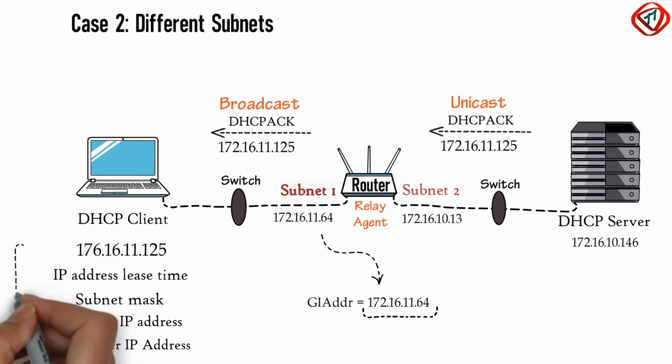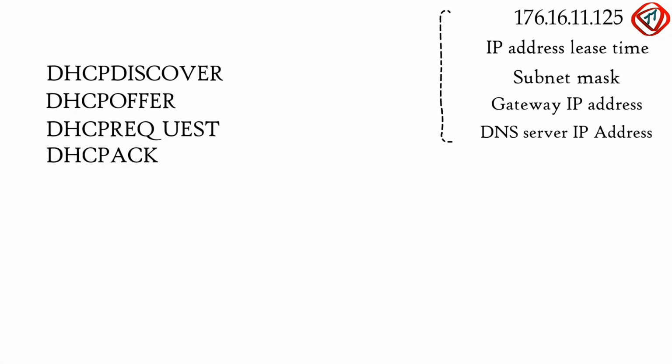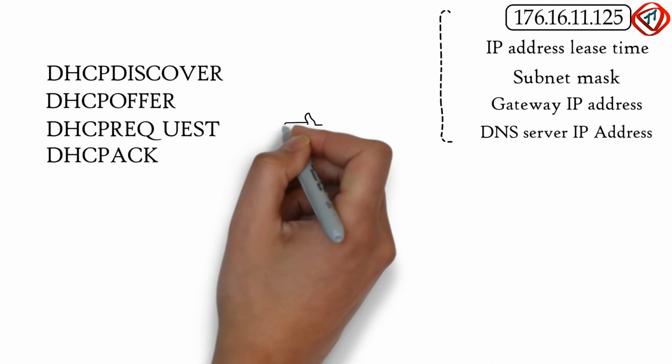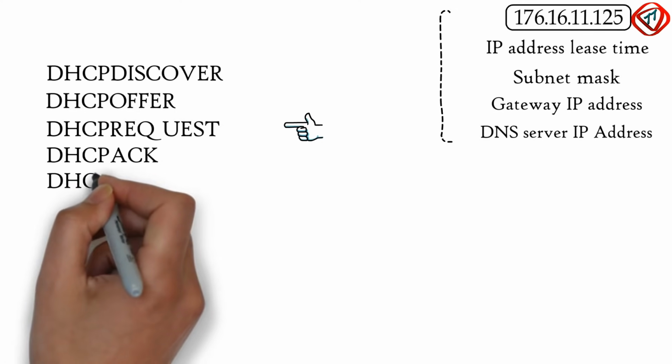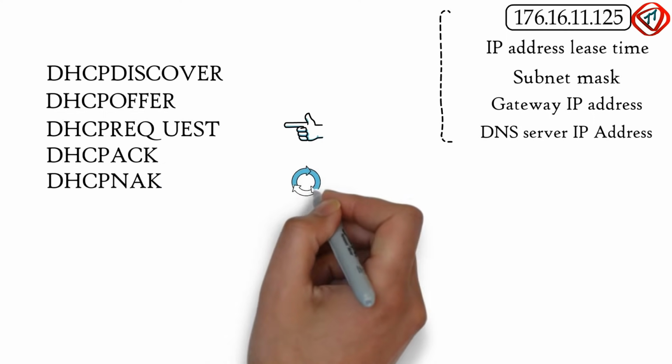So, to obtain the initial IP configuration settings, discover, offer, request and acknowledgement messages are triggered. However, if the DHCP server finds that the IP address requested in the request message has been allocated to some other client or the client has moved to some other subnet, the server replies with negative acknowledgement message. The client then restarts the IP configuration process.